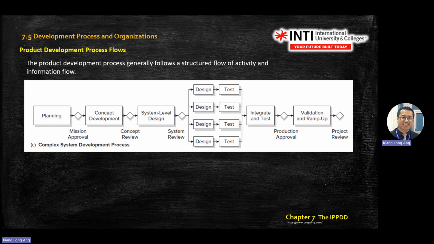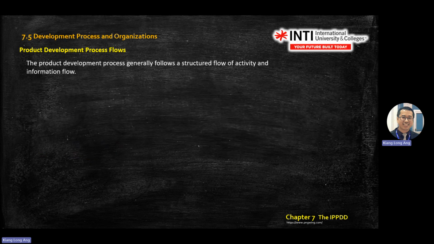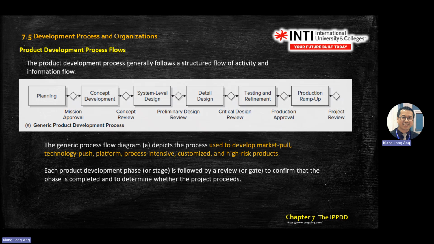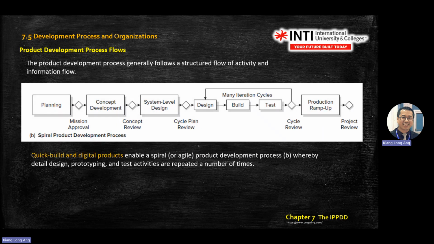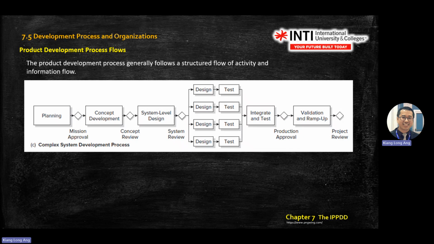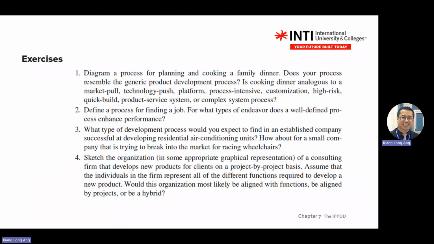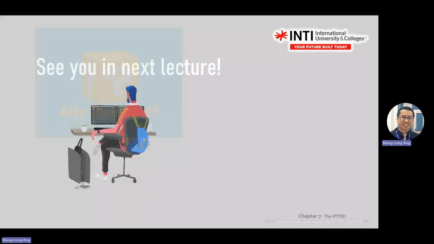Then this one is a complex system development. The difference is also here, design and test, they go parallel. Okay, they go parallel. So there are three types of graph: generic product development process, spiral, and complex. The difference is here, after the system level design, that process. Okay. So these are the exercises, and we sum up chapter 7. Okay.